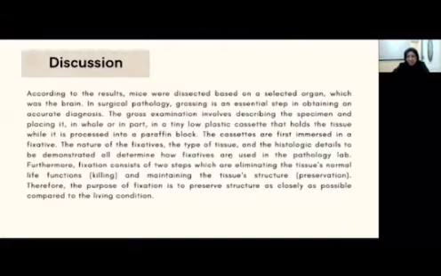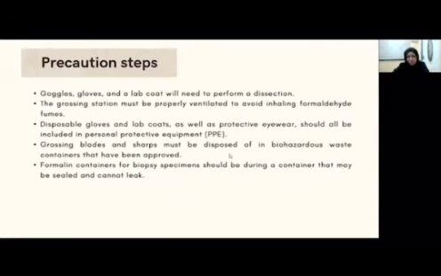From the results, we can discuss that mice were dissected based on the selected organ, which was the brain. Grossing is an essential part in obtaining an accurate diagnosis. Also, the purpose of fixation is to preserve structure as closely as possible compared to the living condition. There are a few precaution steps, for example, wear goggles, gloves, and also a lab coat.